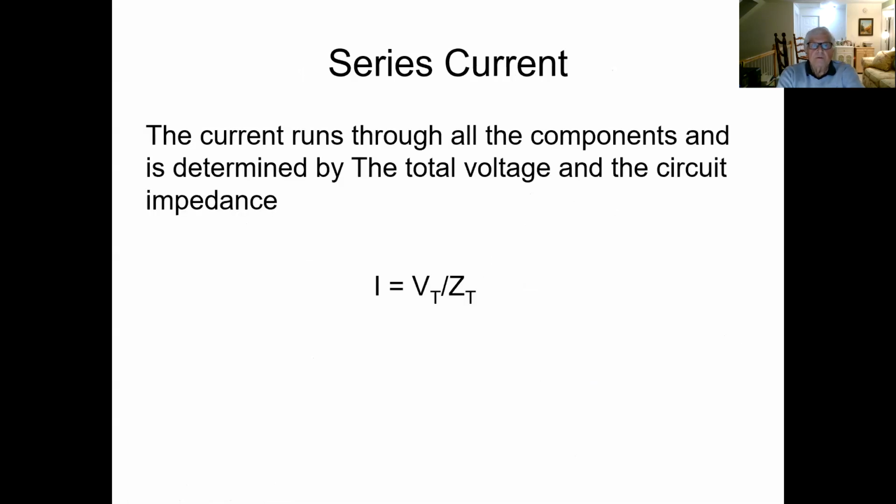Series current: the current runs through all the components and is determined by the total voltage and the circuit impedance. So if we wanted to figure out what the total current is in a series circuit, we find out what the impedance is of that circuit, and then divide it into the applied voltage to get the total current.